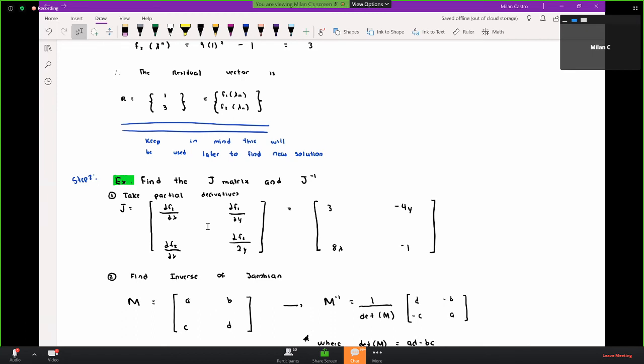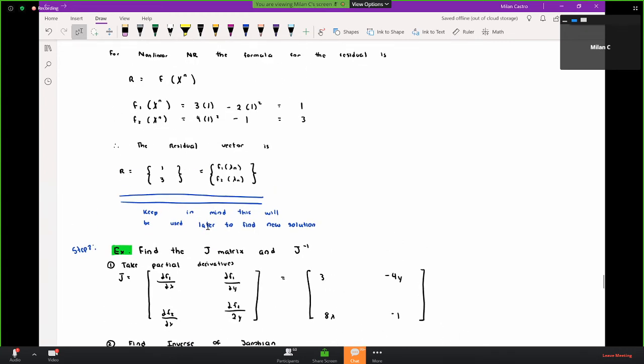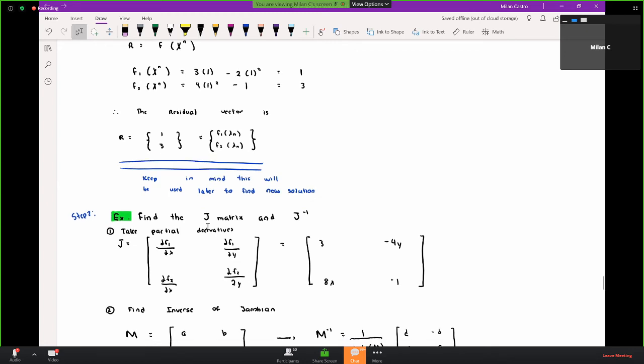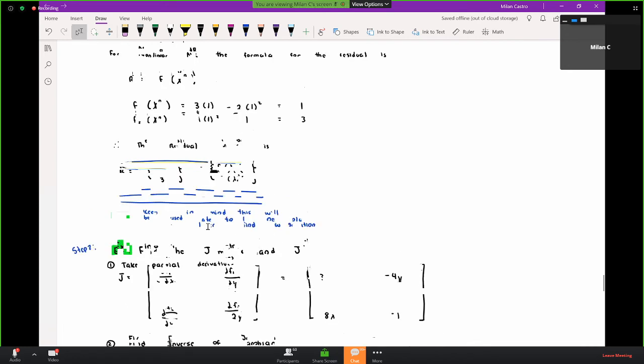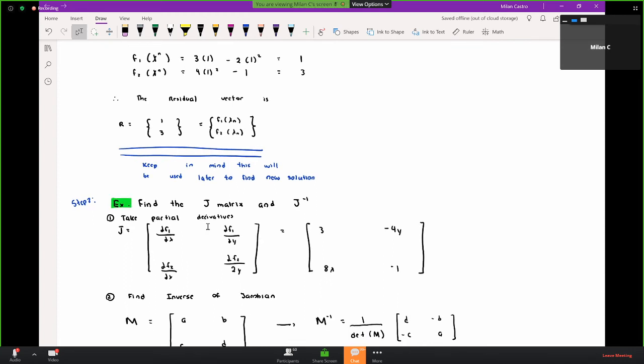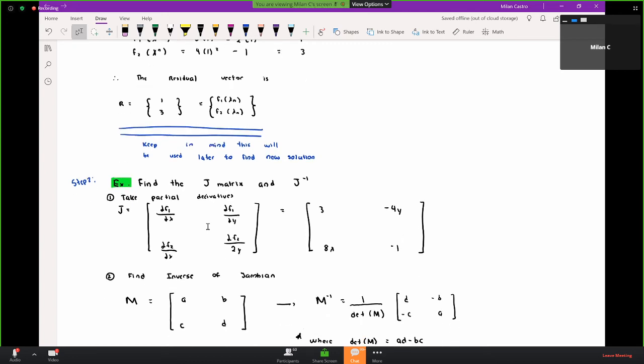Let's see if I can bring up the functions. The derivative with respect to x of the first function is just going to be 3, and the derivative with respect to y of the first function is going to be negative 4y. And then the derivative of function 2 with respect to x is 8x, and the derivative of function 2 with respect to y is just negative 1.